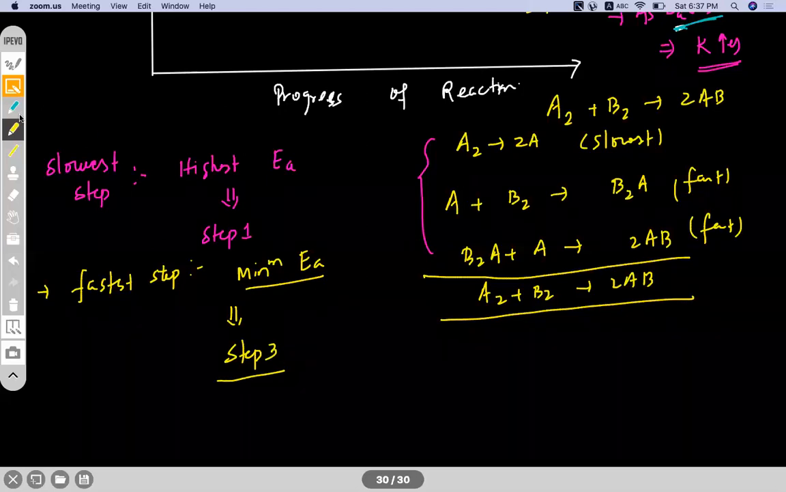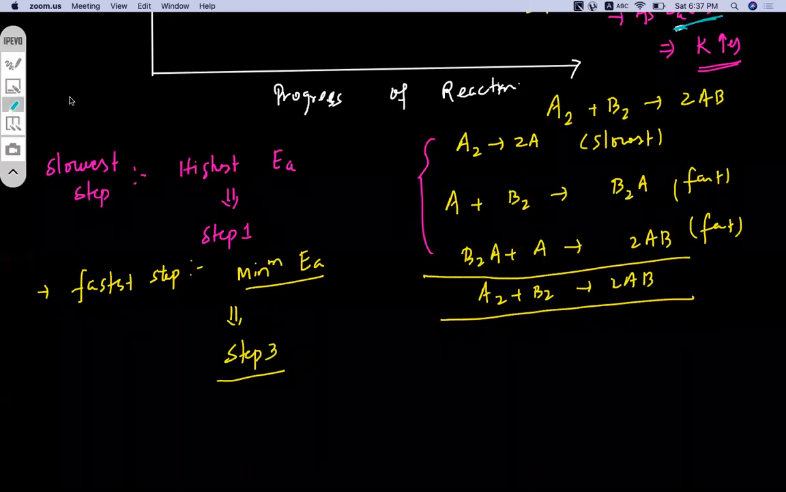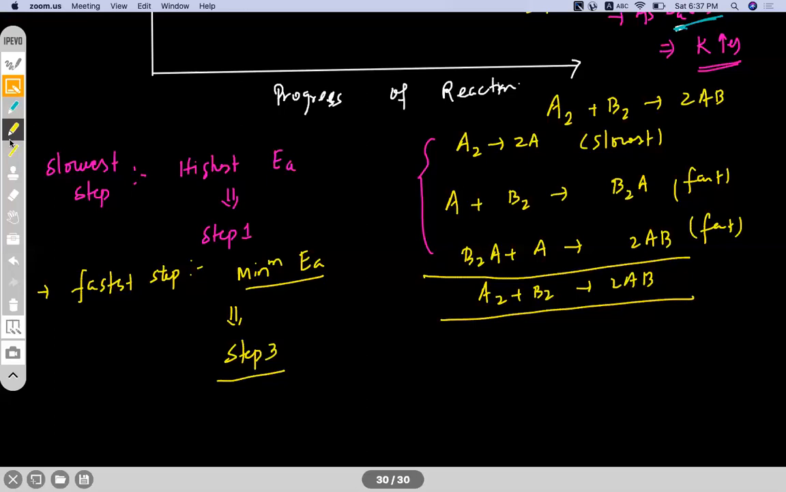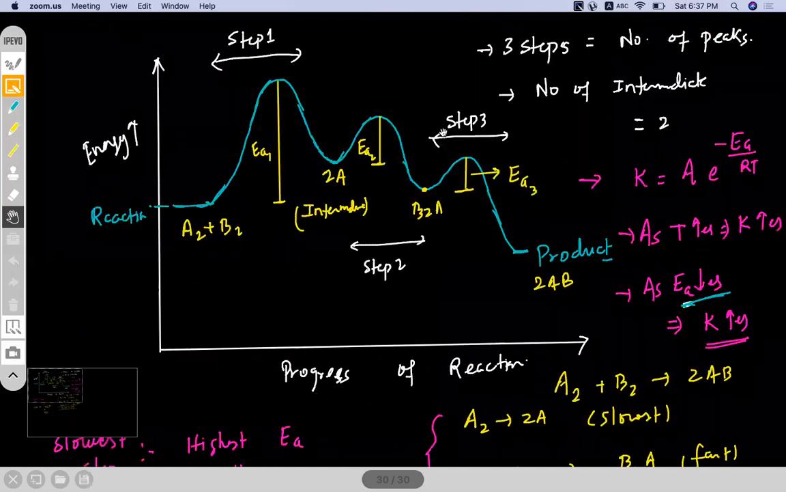If they ask you the number of steps in this reaction, with the graph, the number of steps is nothing but the number of peaks we have. 1, 2, 3 steps, number of peaks. Number of intermediates are 2. That's the 2, 3 points. Any doubt you have till here?